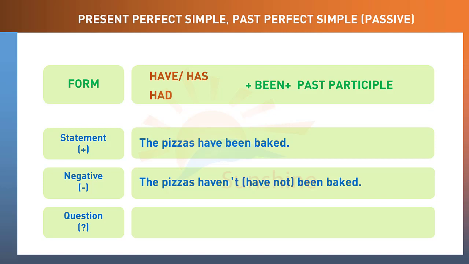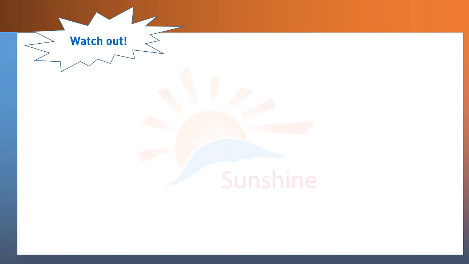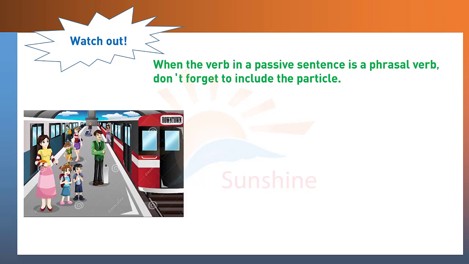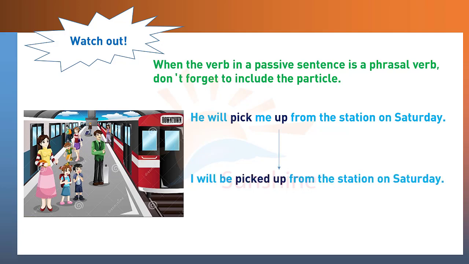Next, a question. Have the pizzas been baked? We start with the correct form of our verb, then the subject, then been, and the past participle. Be careful. When the verb in a passive sentence is a phrasal verb, don't forget to include the particle. He will pick me up from the station on Saturday becomes I will be picked up from the station on Saturday.